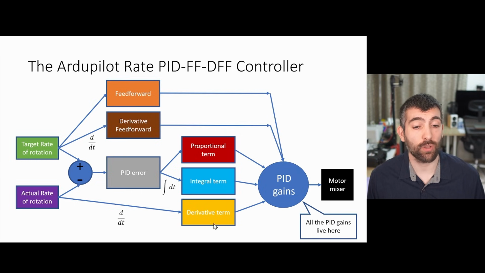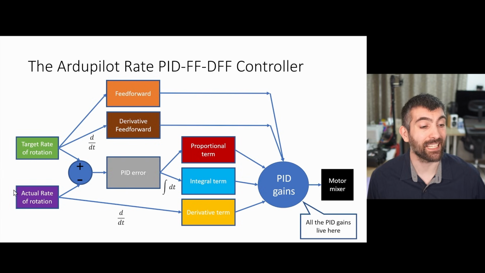This diagram shows you a schematic of the rate PID controller in ArduPilot. On the left, we have the two inputs. The first is the target rate of rotation. This is how fast the quad is being asked to rotate around each axis. That target rate of rotation can come from the pilot stick inputs in acro mode, or more likely from the angle controller when you're flying in any of the other modes.